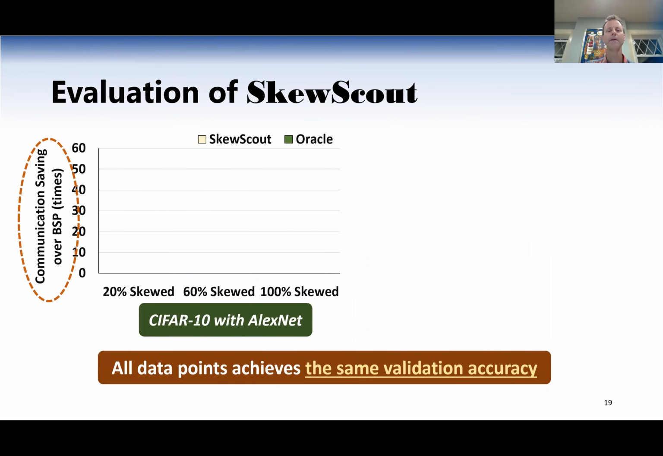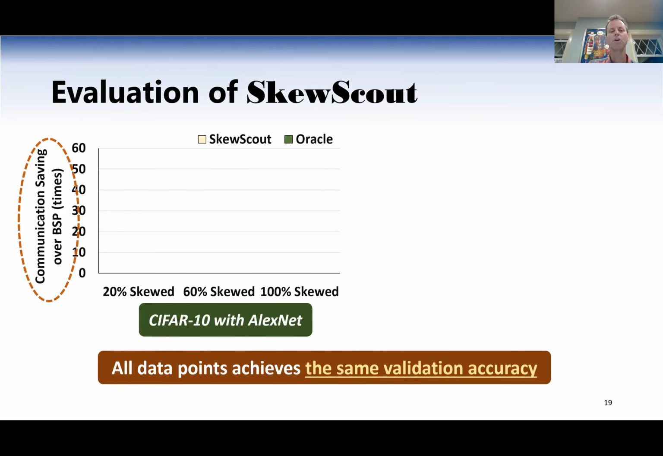So how does this do? What we're showing here is the communication savings over BSP, the multiplicative factor of that. We're showing it for the CIFAR-10 data set running AlexNet. The reason we're focused on communication savings is that all data points achieve the same validation accuracy, so there's no difference in accuracy at all.